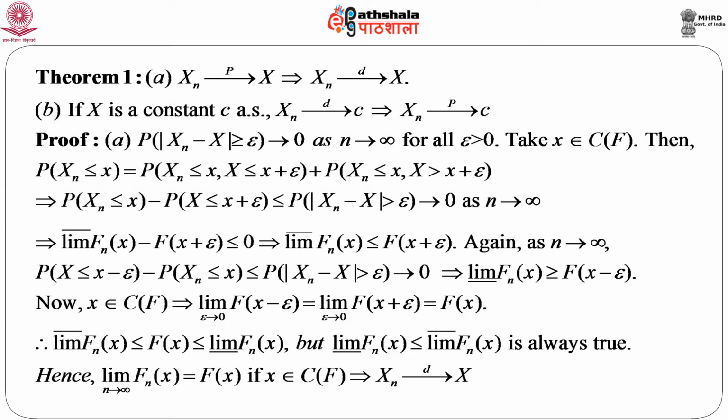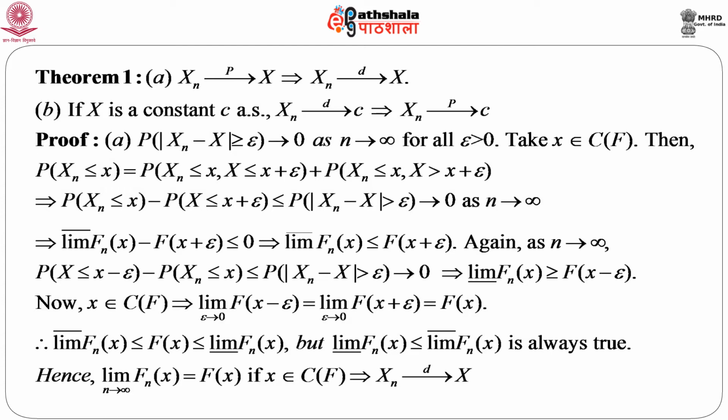One situation is if X is a constant, that means X is a degenerate random variable, that is probability X equals c is equal to 1. Then X_n converges to c in distribution will always imply that X_n converges to c in probability. So, let us consider at least a brief outline of the proof. We start with the given condition of convergence in probability, that means probability of modulus X_n minus X greater than or equal to epsilon goes to 0 as n goes to infinity for every epsilon greater than 0.